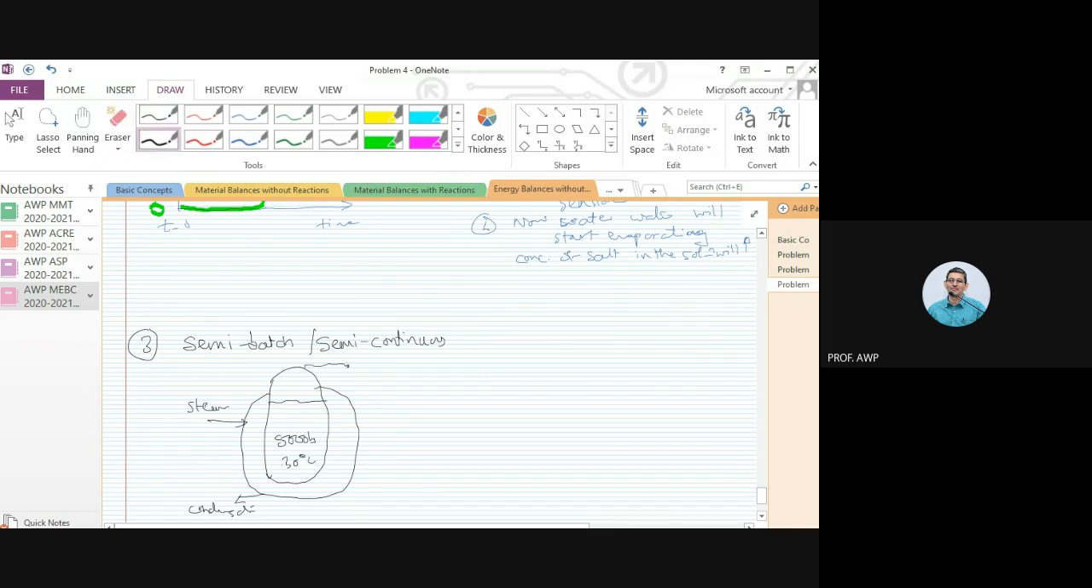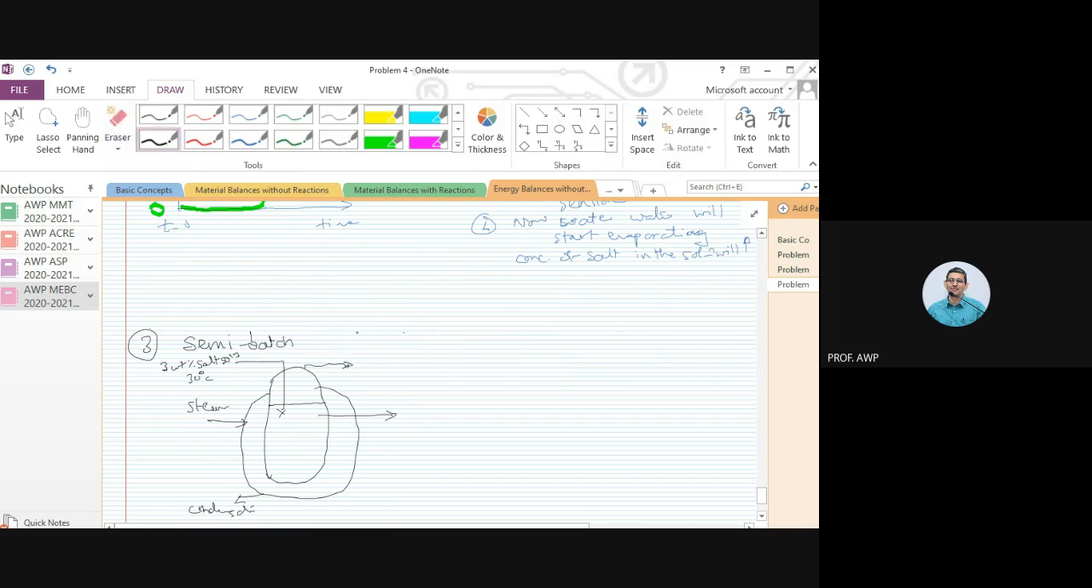Water will start evaporating, and if water starts evaporating, this liquid level will start going down. Right? So maybe after some time, the liquid level has gone down up to here. Now we will start adding 3 weight% solution at 30 degrees centigrade, and then we'll start drawing out the product. So it is partly batch, it is partly continuous. That's why it is called a semi-batch operation.